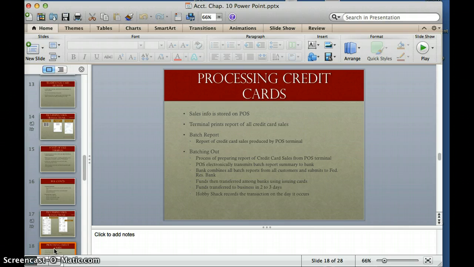But keep in mind that Hobby Shack and almost all businesses are going to record those transactions on the day that they occur. It doesn't matter when they get the money back from Visa or MasterCard after it's been through that whole process of the Federal Reserve. What matters is what day it was purchased on, and that's been the same throughout all the stuff that we've learned.